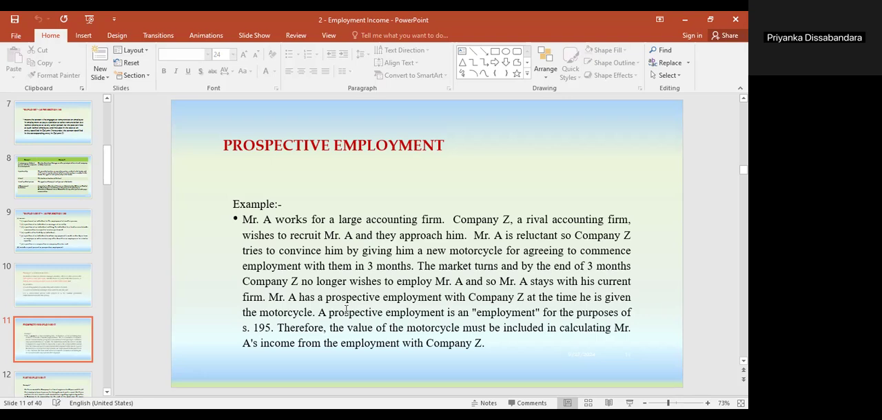Mr. A works for a large accounting firm. He is now working in a large accounting firm. There is a company called Company Z. It is a rival accounting firm. It is a separate company, not the company Mr. A works for. That accounting firm wants to recruit Mr. A and they approach him.